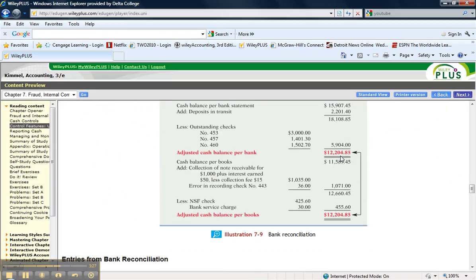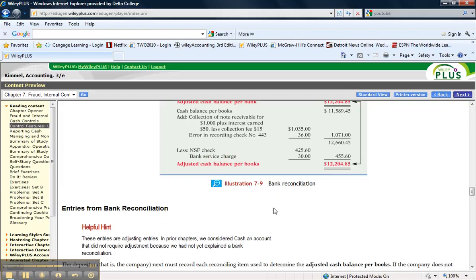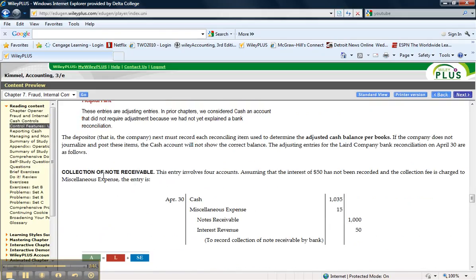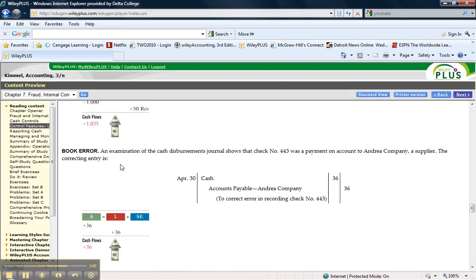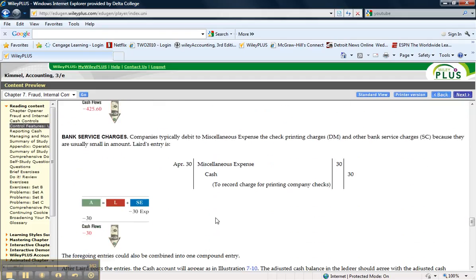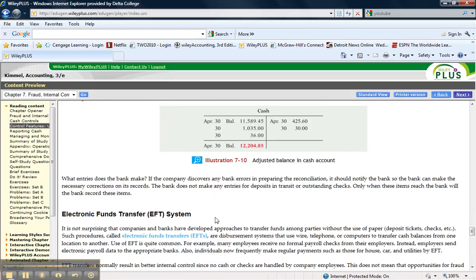So once we do all that math, we should match. This number should match this number, and they do. So we're all set. Now the only thing left to do is to actually record these adjustments. Remember, our cash balance is still this on the books. We have to get these adjustments into the books by creating journal entries. And this is how the journal entries would look. There's the collection of the note receivable, there's the book error, there's the NSF check, and there's the bank service charges. Look over those to make sure you understand how that process has to work.